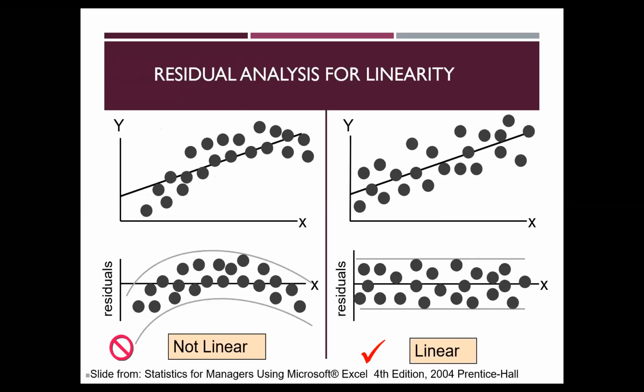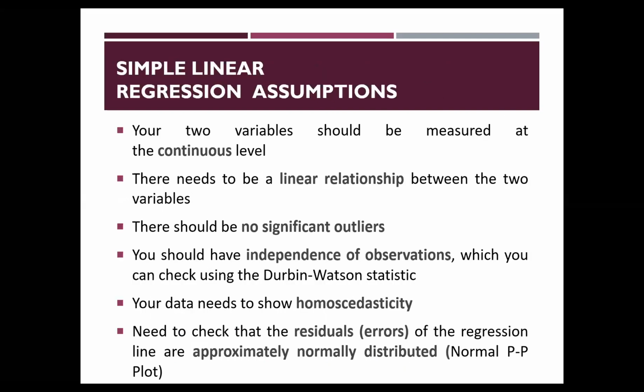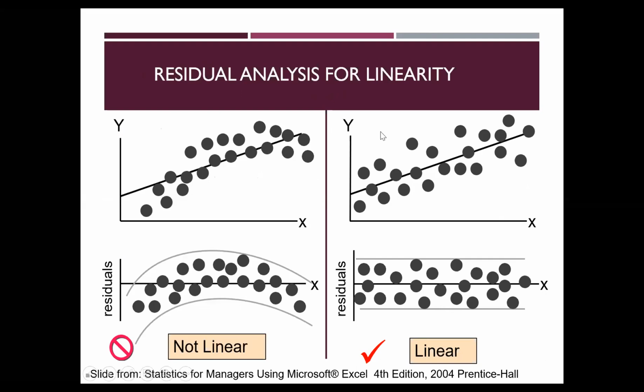Now, residual analysis for linearity. As I told you, we have to check the linear relationship. When you plot a scatter plot, you should not get a curvilinear relationship. It has to be linear. This is somewhat what you can see in this diagram. This is a linear relationship, on this side.